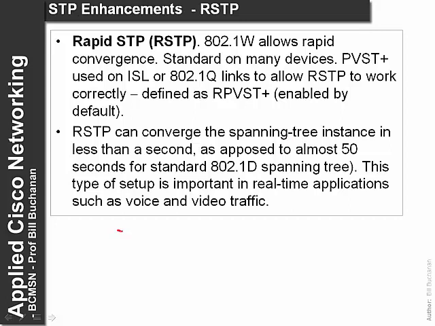As we've seen, the basic protocol for STP can take between 30 to 50 seconds to converge. An improvement to this is Rapid STP, and that's defined in the 802.1w standard. With this we can get much faster convergence, typically in less than a second, as opposed to the 50 seconds which we get with 802.1D. This type of setup is obviously important for real-time applications which cannot stand these long convergence times when there's a disruption on the network.